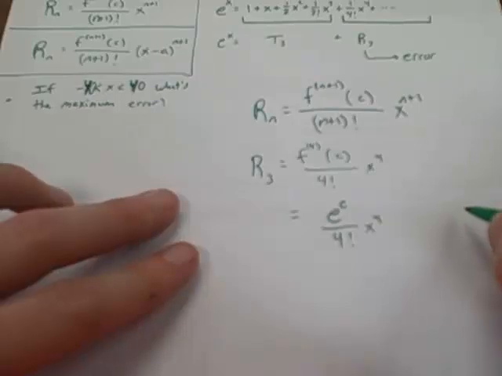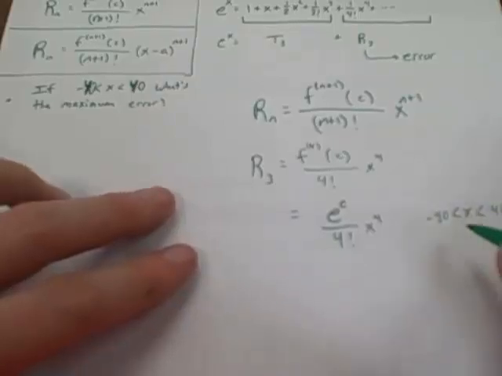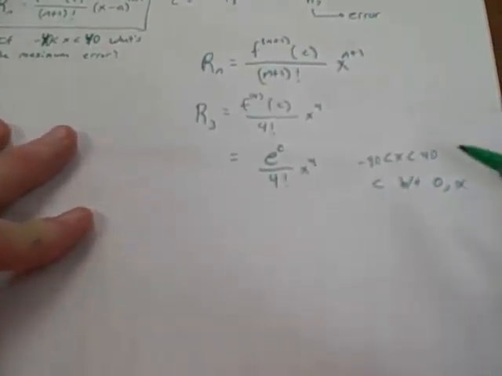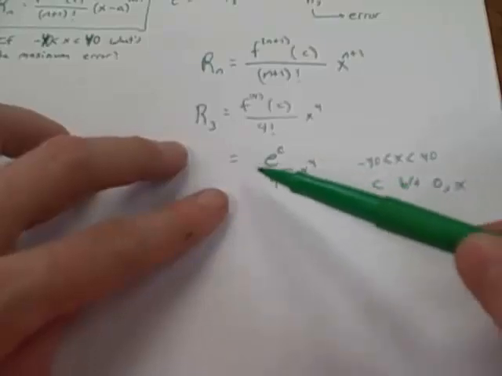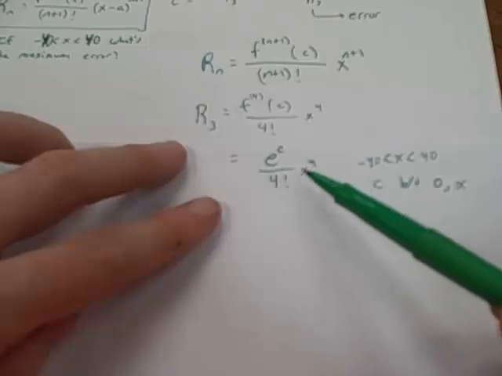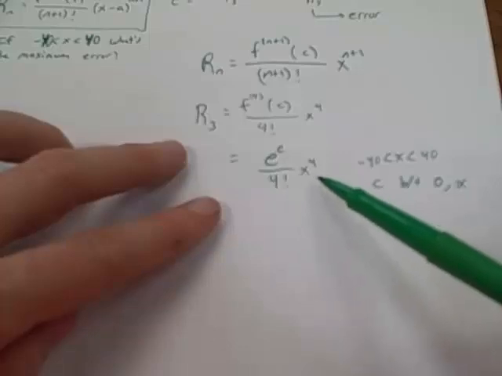All right, what do we know? We know that x, we said, was going to be between -40 and +40. And we also know that c is between the center of the function, which is 0, the center of the series, and the x value. So c is going to be between 0 and x. So if we think about plugging in numbers, what x value is going to maximize this expression? It seems pretty clear that the larger the x value, the larger this term will get. So x equals 40 will make this term as large as possible.